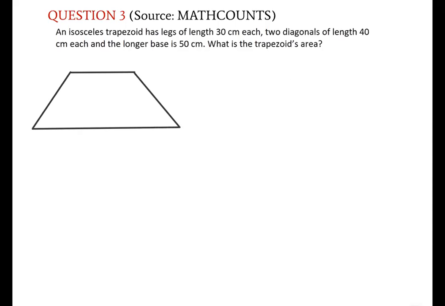Okay, so you have an isosceles trapezoid with legs of 30 centimeters. Hold on. So these are legs, by the way. And the longer base is 50. So this entire thing is 50. And we know that, well, we don't know what this is.